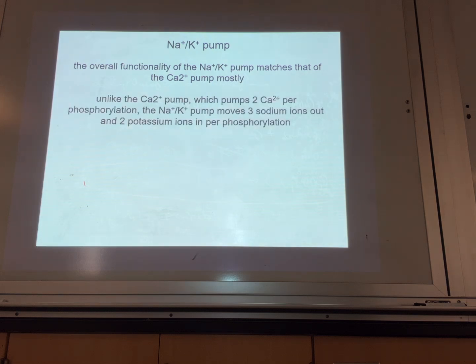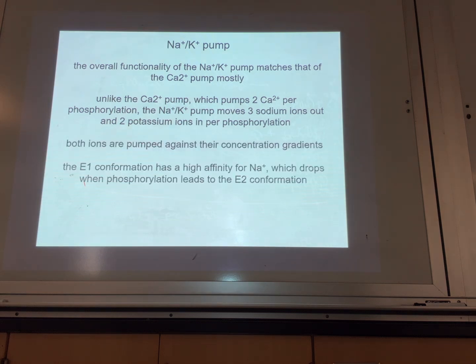Okay, so the calcium pump, as I mentioned, pumps 2 calcium per phosphorylation. The sodium-potassium pump, we're going to see that here in a second once again. The sodium-potassium pump moves 3 sodiums out and 2 potassiums in per phosphorylation. Both ions get pumped against their concentration gradients. And when we are in the E1 conformation, that means that the binding sites for the ions are facing the cytosol, and E1 also has a higher affinity for sodium, which is going to bind when it's facing the cytosolic side.